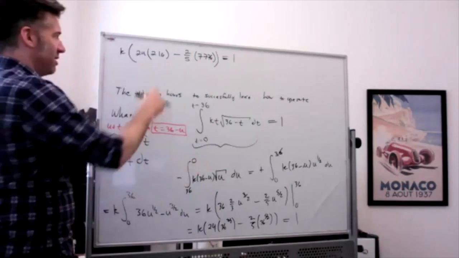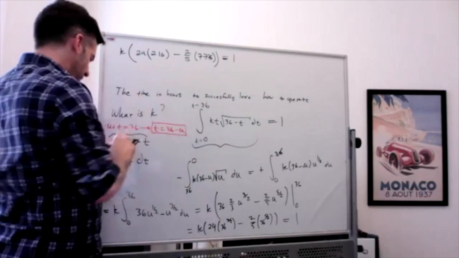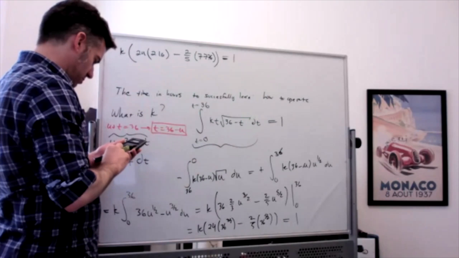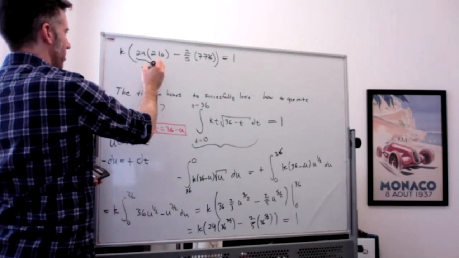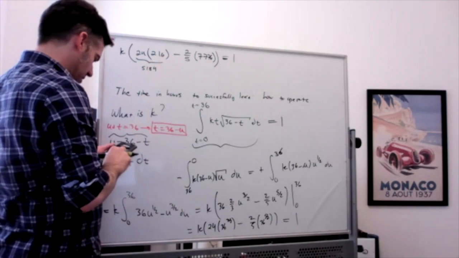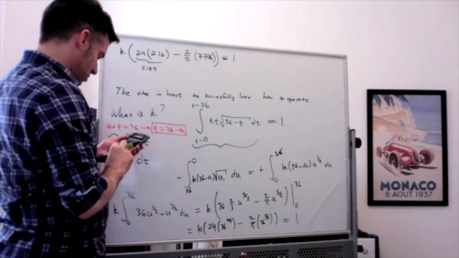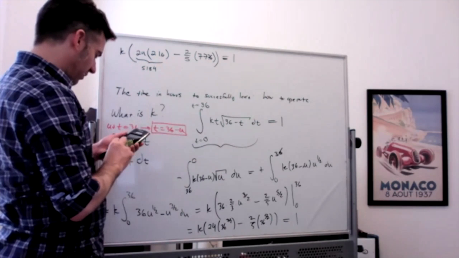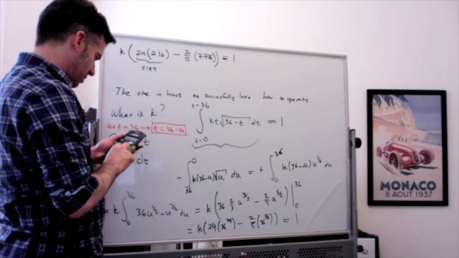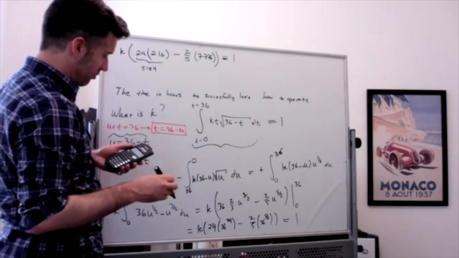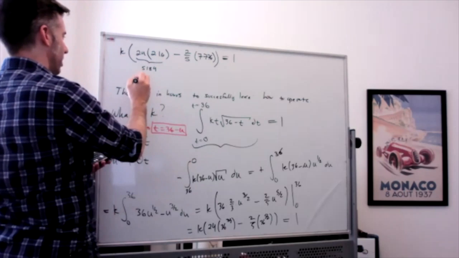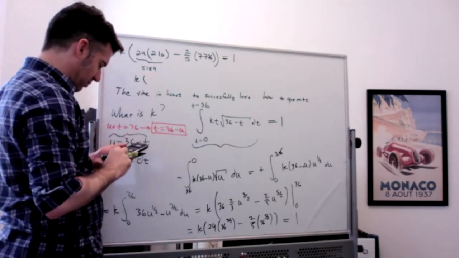All right, so let's simplify this a little bit. 24 times 216 is 5,184, minus 2/5 of 7,776. You get 2,073.6.